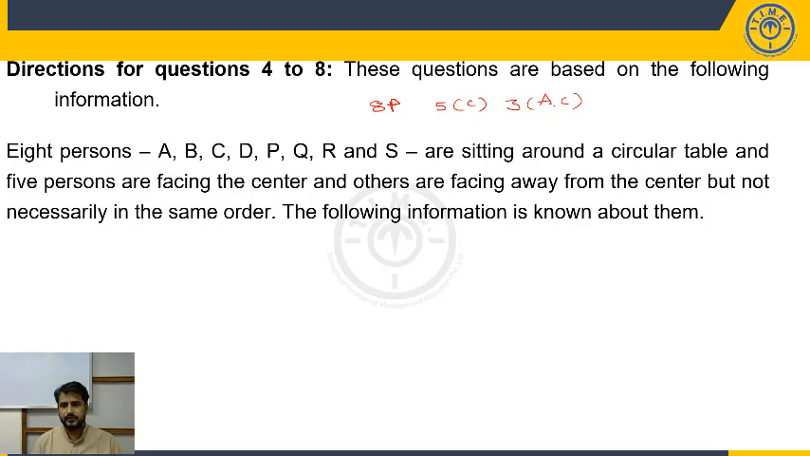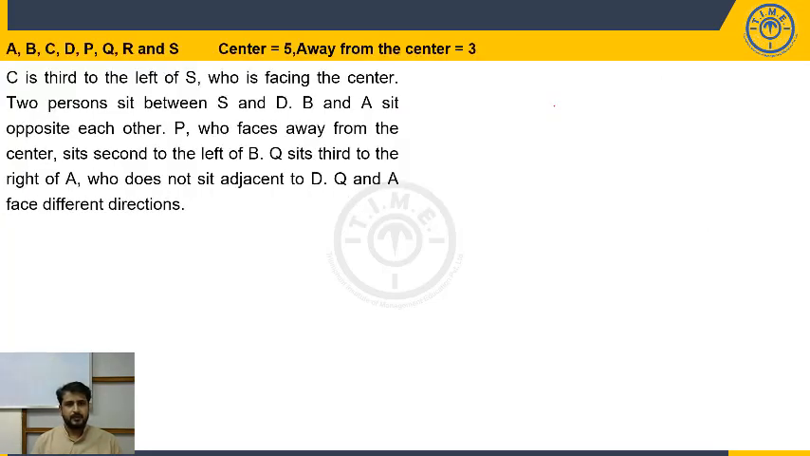The following information is known about them. Let's see what data is given. 8 persons, 5 facing towards the center and 3 facing away from the center. Okay, let's get the basic structure: a circular arrangement of 8 persons.